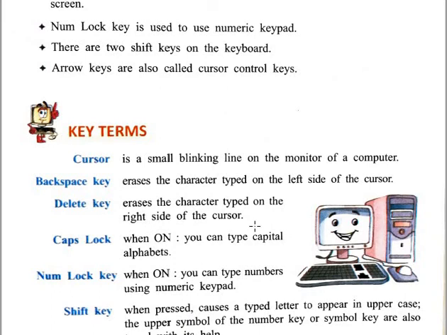Caps lock key, when on, you can type capital alphabets. Num lock key, when on, you can type numbers using the numeric keypad. Shift key, when pressed, causes the typed letter to appear in uppercase. The upper symbol of the numeric keys or symbol keys is also displayed. It helps.